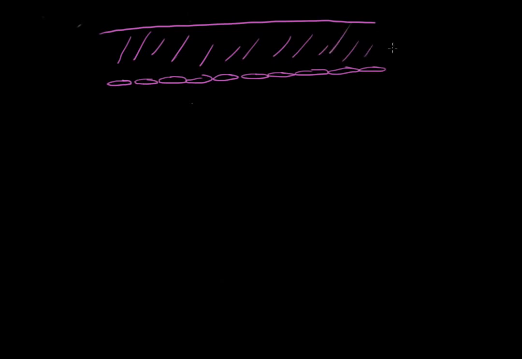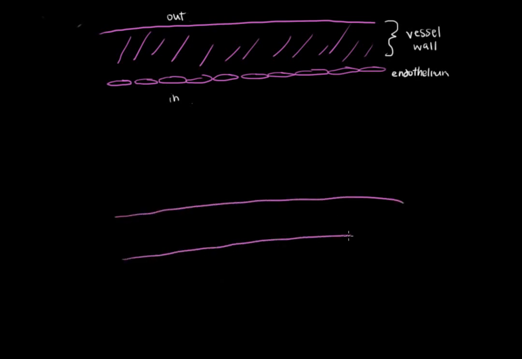So like I said, this is the endothelium, or the inside lining of the blood vessel. It's lined by these individual cells. And here is the vessel wall. And so we have an outside and an inside of the blood vessel. And to really give you some clarity, let's go ahead and draw the other side of the blood vessel too. And because I'm lazy, I'm only going to draw two lines to represent the wall.